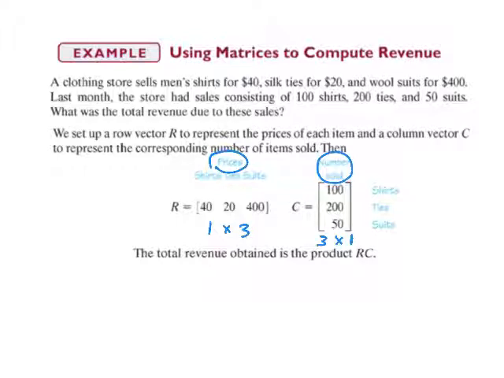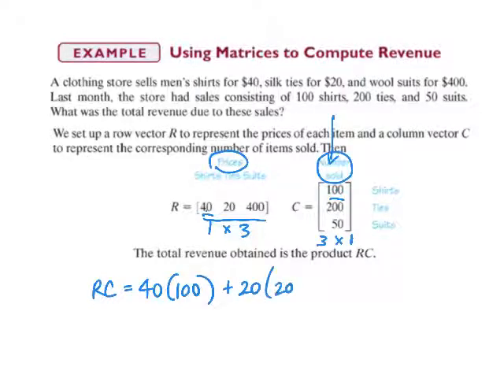So if I want a new revenue, I need to multiply each item in this row times each item in this column. And they're set up just so the number of shirts times the price of shirts will get multiplied together. So for total revenue, that's going to be rows times columns. And we'll take our first row element, which is 40, times our first column element. So 40 times 100 plus 20, which is the price of ties, times the number sold, and the price of the suits. And they sold 50 suits.